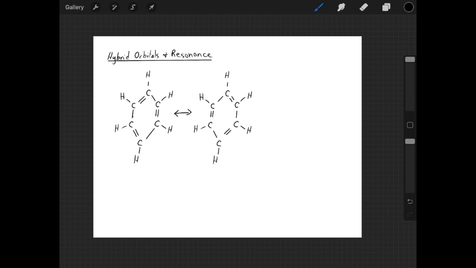And we can also draw a similar structure with a circle in the middle representing the quote-unquote true structure, where the double bonds are actually not localized to any two different carbons, but they're spread out across the entire molecule.